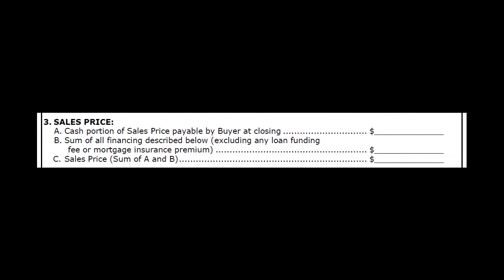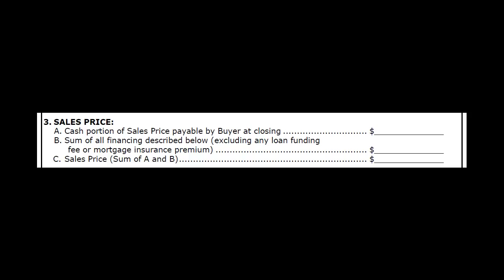Paragraph 3, the sales price. As you'll see, there are 3 items here, A, B, and C. A is the cash portion, B is the financed portion, and C is the actual sales price. A plus B always equals C, even on cash deals or zero down deals.